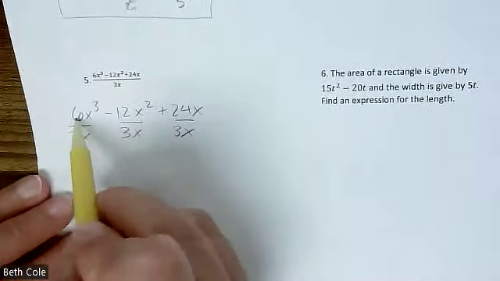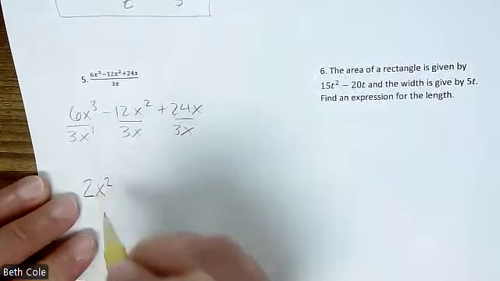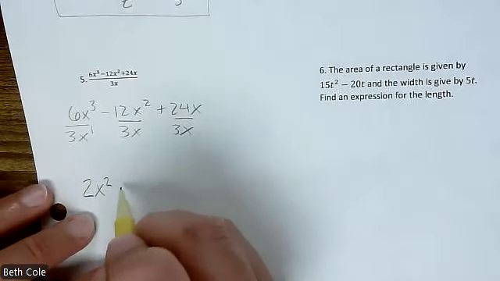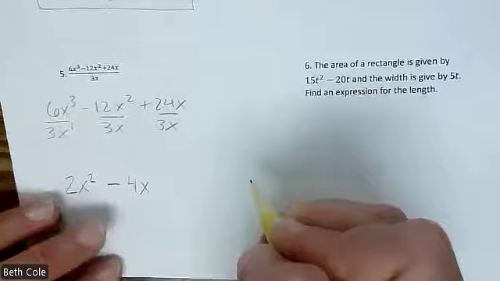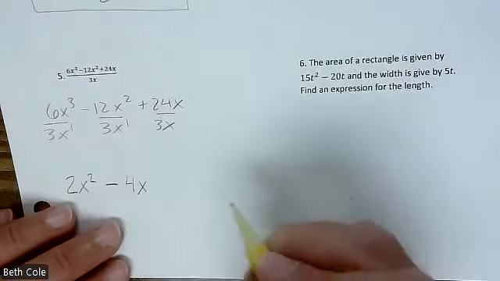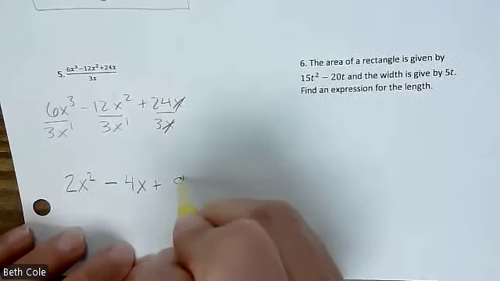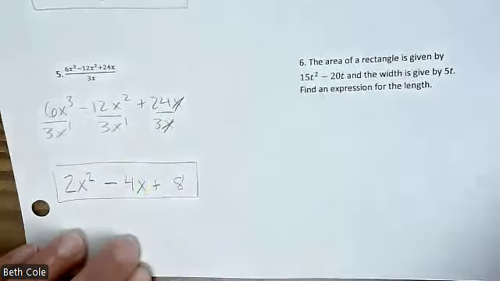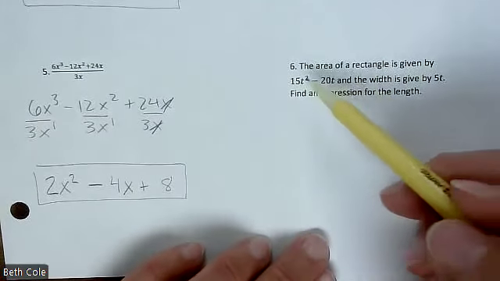So let's try it again. 6 divided by 3 is 2. You'll be left with an x squared. Again, 3 minus 1 is all that we did there. Minus, all right, 12 divided by 3 is 4, and we'll have an x left. 2 minus 1 is 1. Here, the x's cancel. 24 divided by 3 is 8. So again, you're just doing it like three separate problems, dividing them all one at a time.